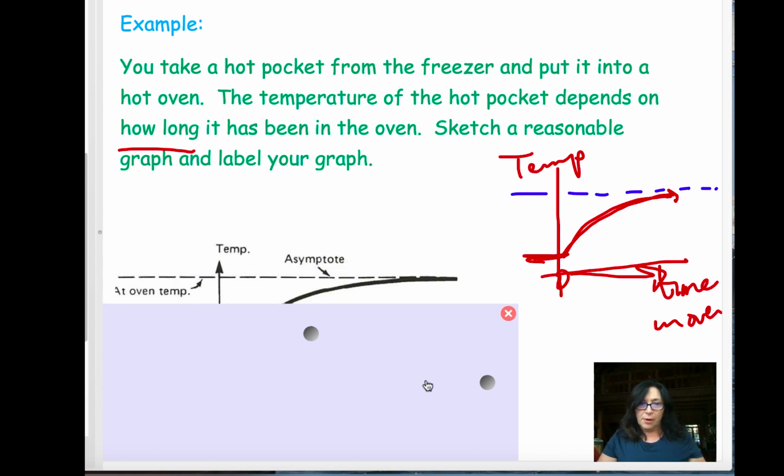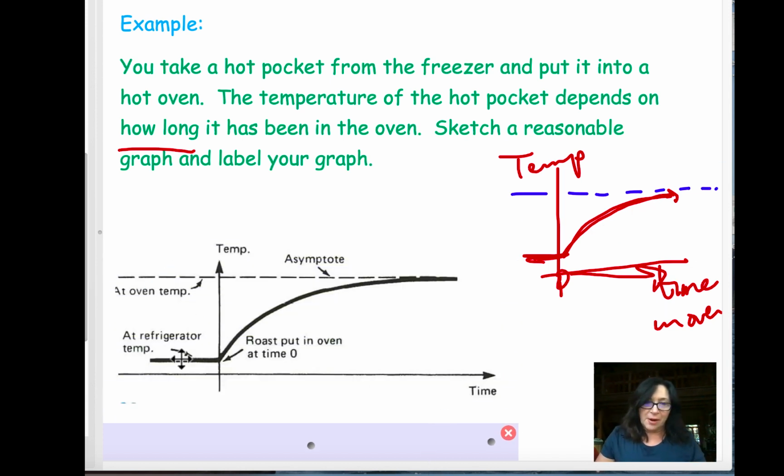So let's see if we got that right. Okay, yep, that looks like it, right? So we started out the refrigerator at 0, and then went up because as the oven got hotter, right, the temperature rose, and so therefore the hot pocket got warm.